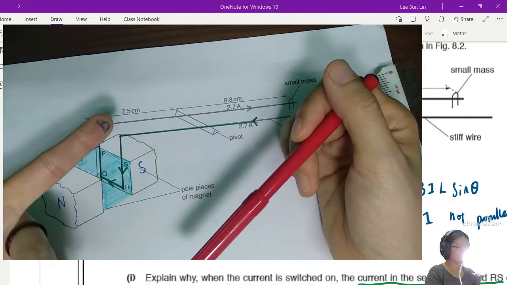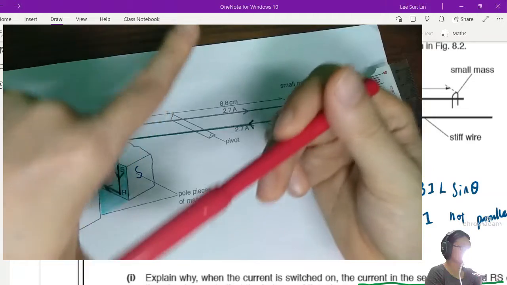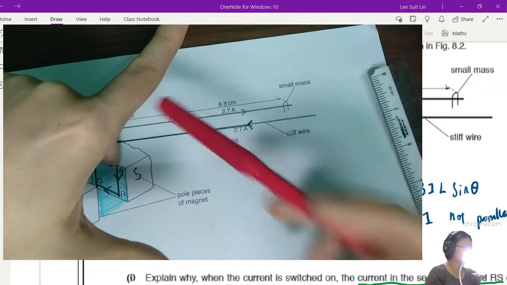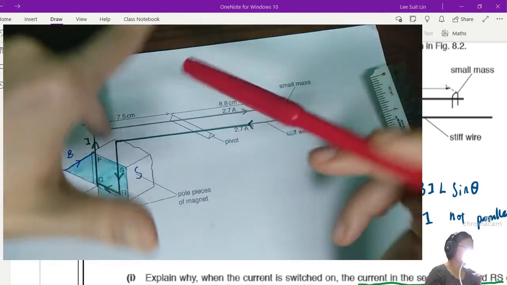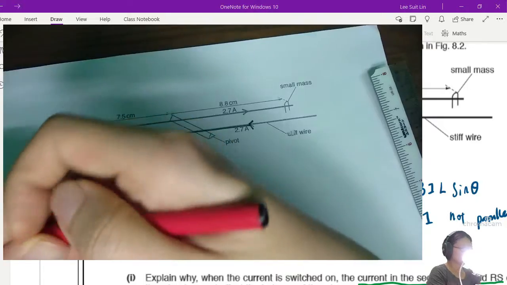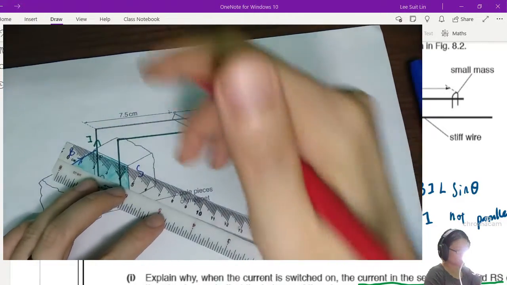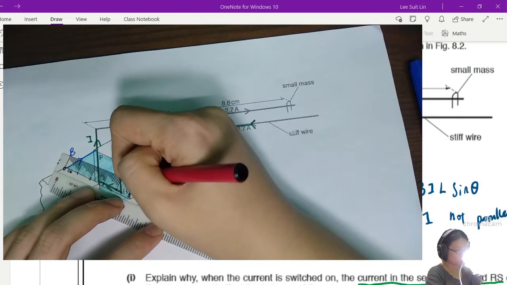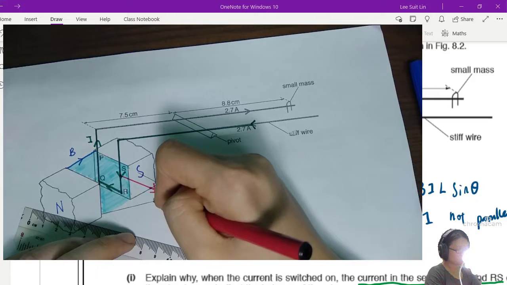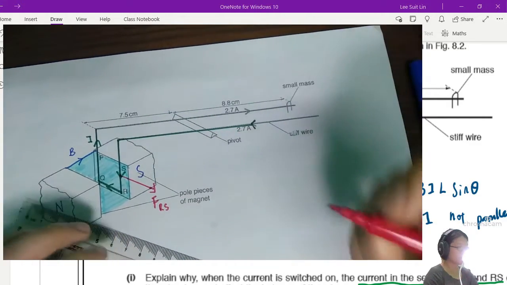B pointing inwards, middle finger pointing downwards. So stare at your thumb. Where is your thumb now? Pointing in this direction. Middle finger downwards, B away from you, thumb will be pointing to the right. So that is the direction of force for this one. Again, this is a 3D drawing, so it's not going to be super accurate, but I think this is good enough. So this is the force on the side RS.